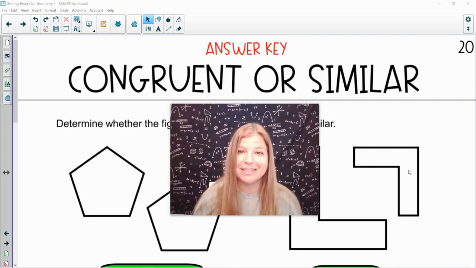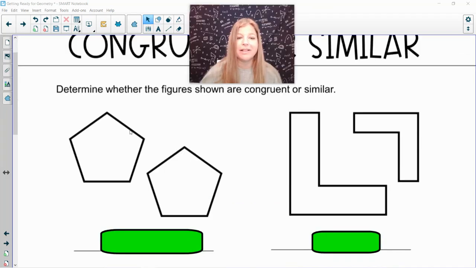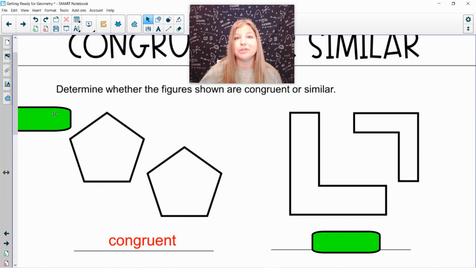Let's take a look. Over here on the left, I have, what's the name of this shape? 5 sides. I hope you said pentagon. I have two congruent pentagons. I mean, they're literally the same exact figure, same shape, same size. I know that those are congruent. What transformation do you see happened here? A translation, hopefully, you said, with just one figure slid to the other.